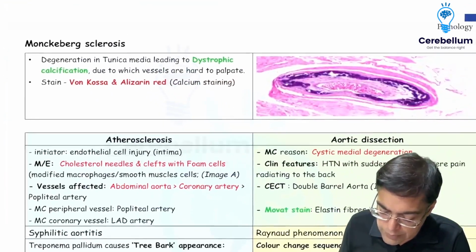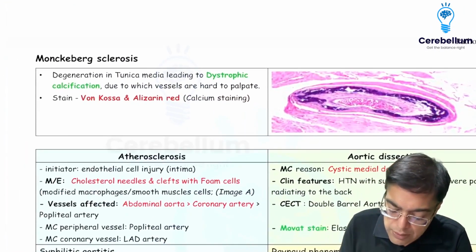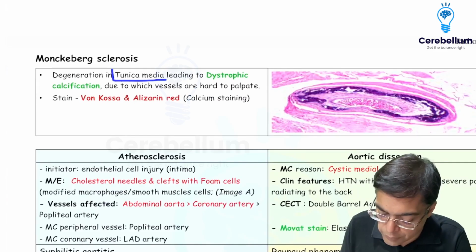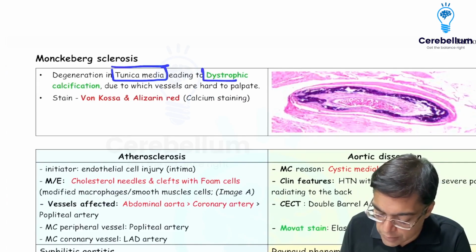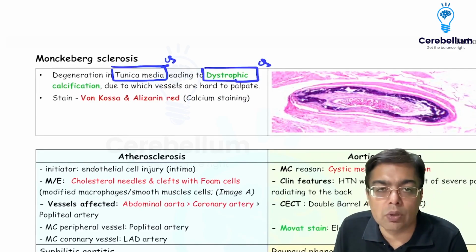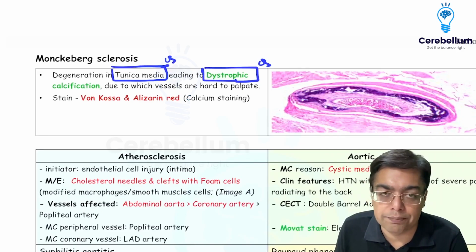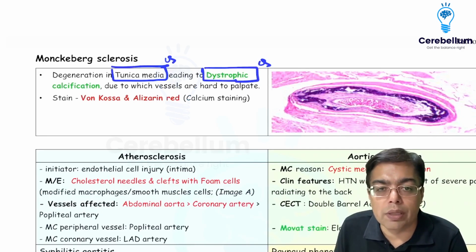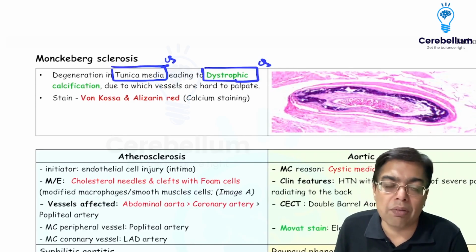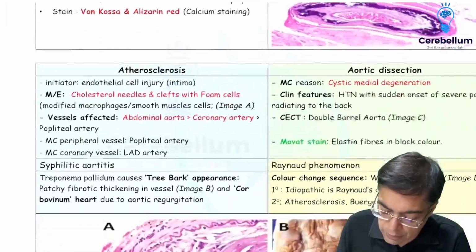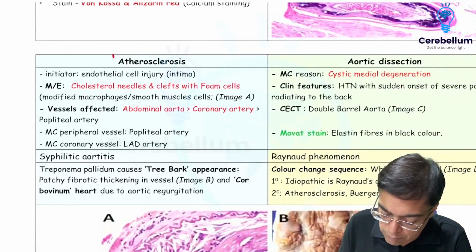We talk about now an example of a condition which is not going to be causing narrowing of the lumen, but which is asked in the exam because it is going to be causing involvement of the tunica media, and patients are going to be having the presence of dystrophic calcification. Because calcium is being deposited over here in the tunica media, this can be picked up with the help of von Kossa and alizarin red. The condition I'm talking about over here is Monckeberg sclerosis. The patients are going to have thick palpable vessels, but the good point is there is no narrowing of the lumen.